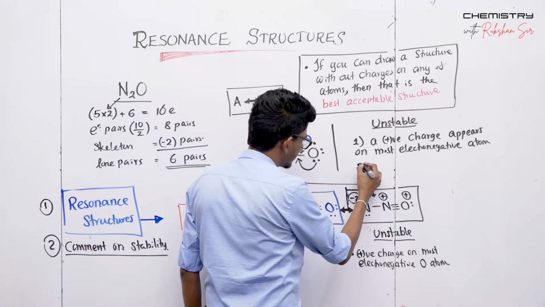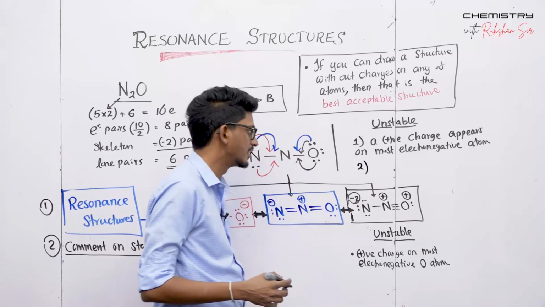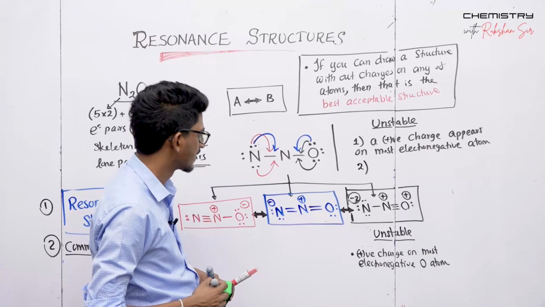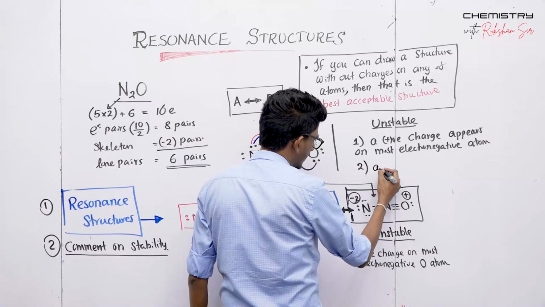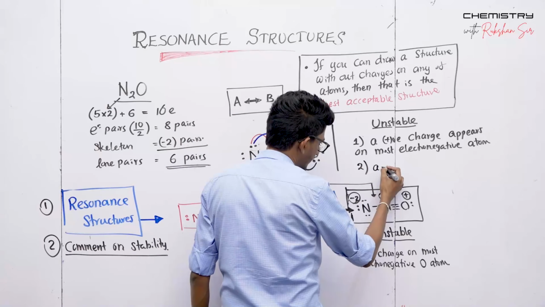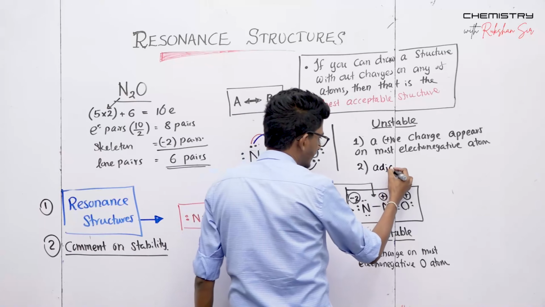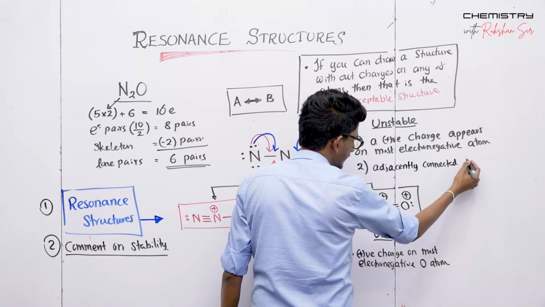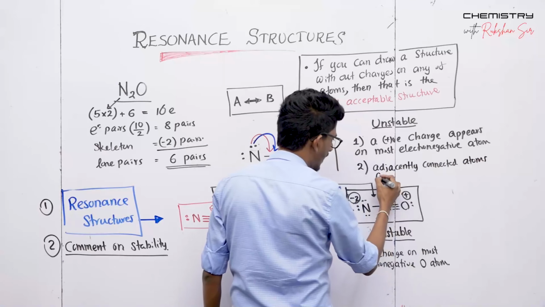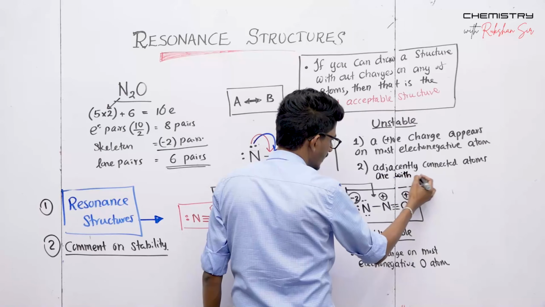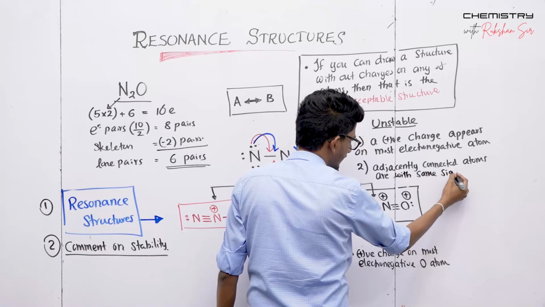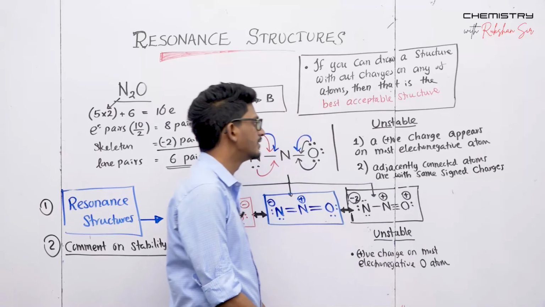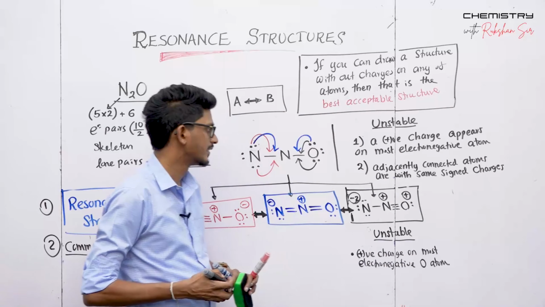We have another reason. There are two reasons for a structure to be considered unstable, right? The second reason is adjacently connected atoms are with same signed charges. That is the second reason for a structure to become unstable.